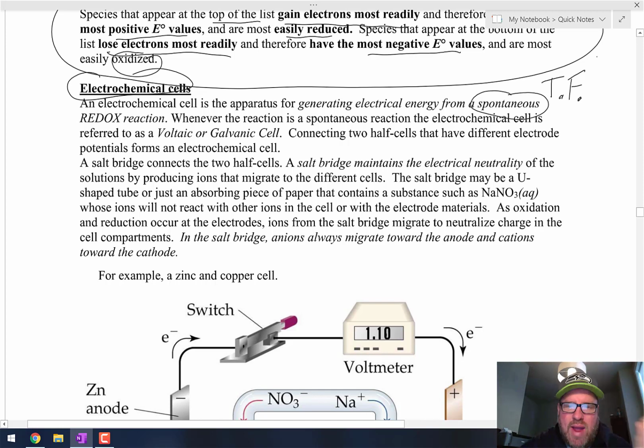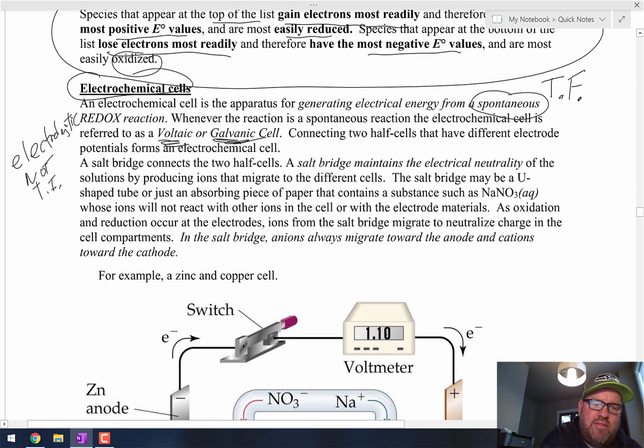Whenever the reaction is thermodynamically favorable, the electrochemical cell is called a voltaic, really important, voltaic or galvanic cell. Same thing, just two different words for it. The other type of cell, which we're going to talk about later in this unit, is called an electrolytic cell, and that is when it is not thermodynamically favorable. For right now, all that we're going to be dealing with are voltaic or galvanic cells.